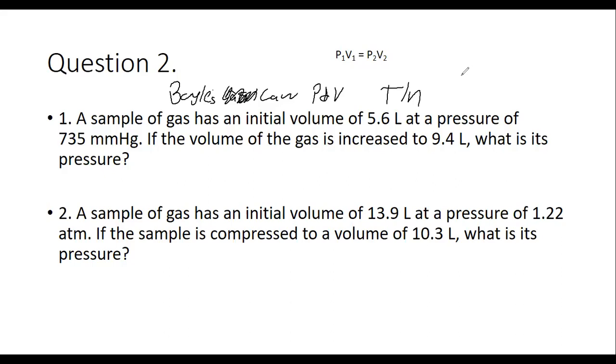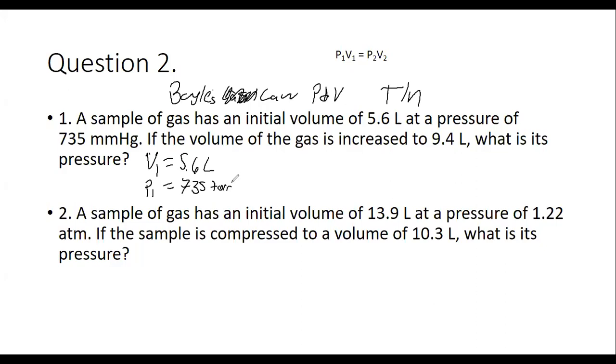All right. So I have a sample of gas. Initial volume is 5.6 liters. So I'm going to say that's V1. And it doesn't matter if you call it V2. All that matters is that V1 is talking about the same gas. And at that volume, it says my gas has a pressure of 735 torr. So the pressure of sample 1 is 735 torr. Remember, a torr and a millimeter of mercury are the same thing.